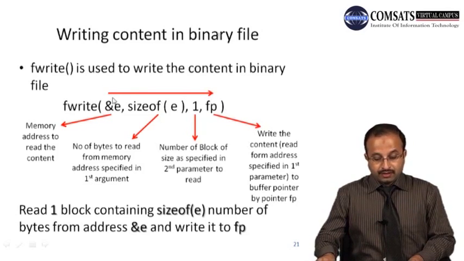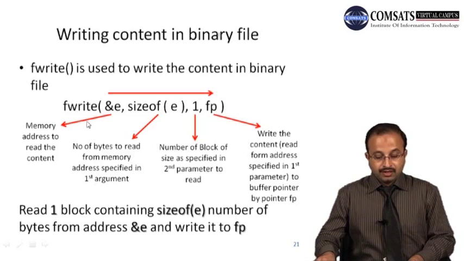So read the content from the first parameter. कितने content read करने हैं, इतने bytes read करने हैं, इतने bytes के लिए कितने block read करने हैं, that is specified by the third parameter, and where to write in fp file pointer. So the first parameter is the memory address to read the content. The second parameter is the number of bytes to read from memory address specified in first argument.